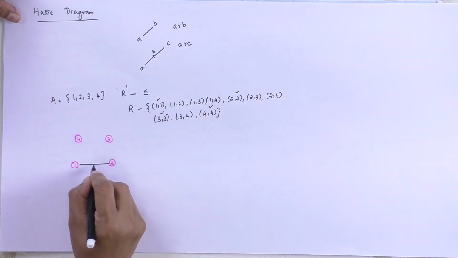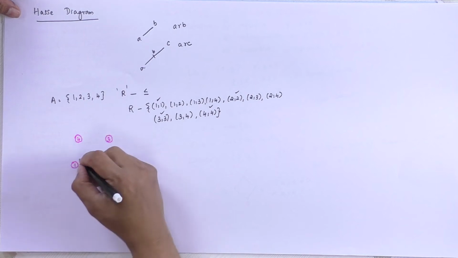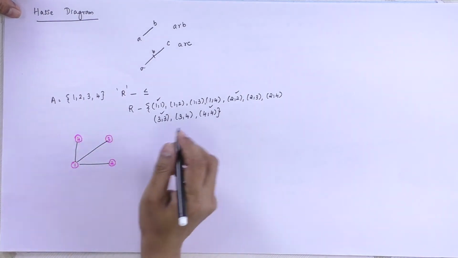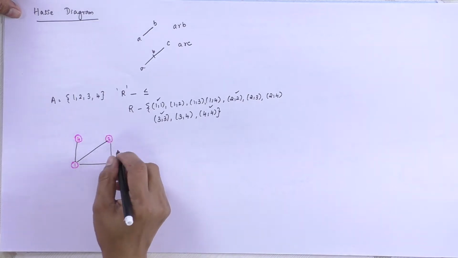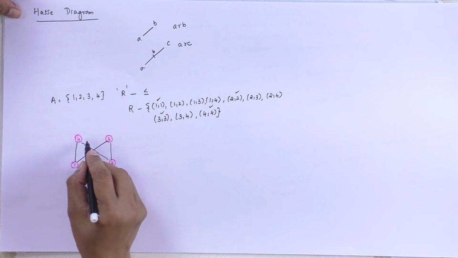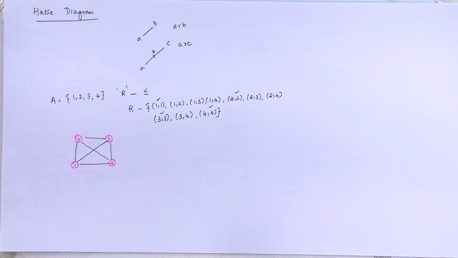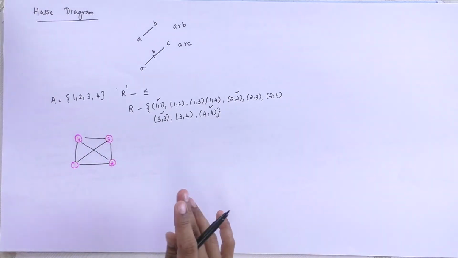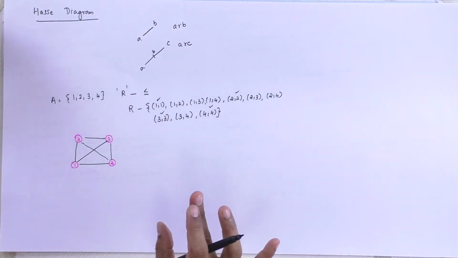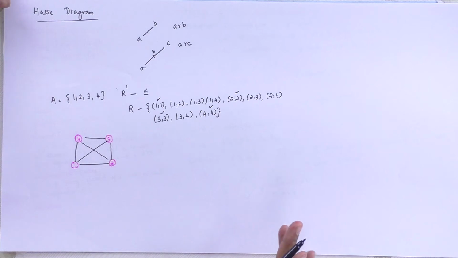(1,2): so 1 is related to 2. I need not have an arrow mark for it. 1 is related to 3. 1 is related to 4. Right? 2 is related to 3. Yes, I have. 2 is related to 4. Yes, I have. Then 3 is related to 4. Yes, I have. So this is what the Hasse diagram says, right? So when I draw a Hasse diagram, I will have to have a relation. For that relation, I will have to draw the diagram.